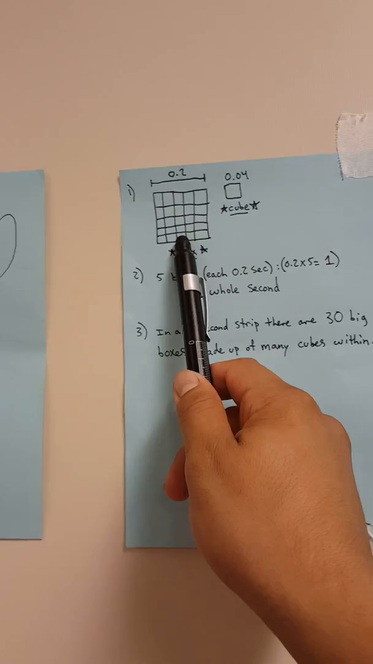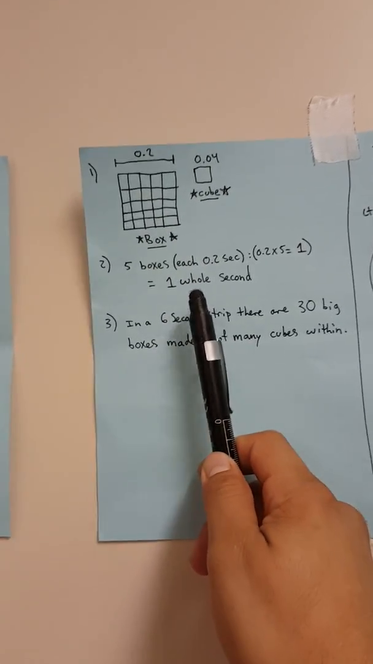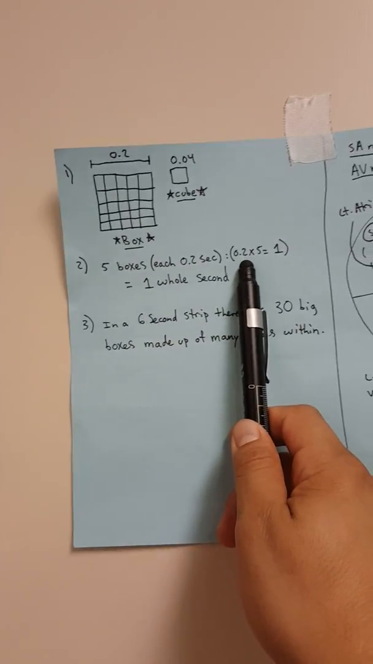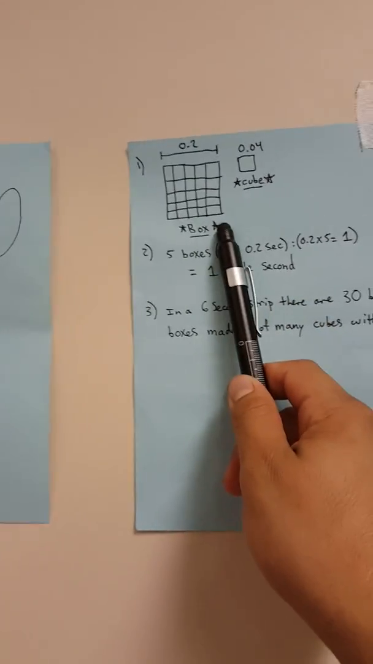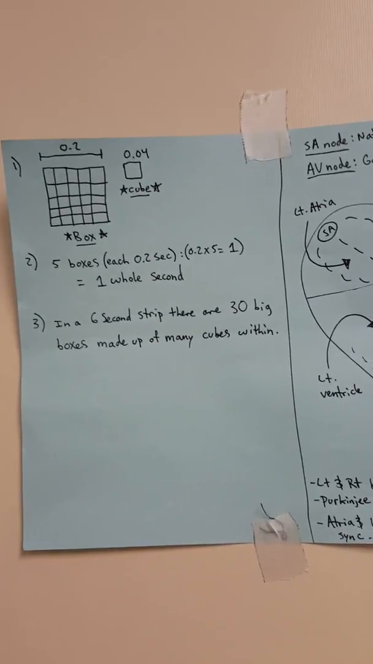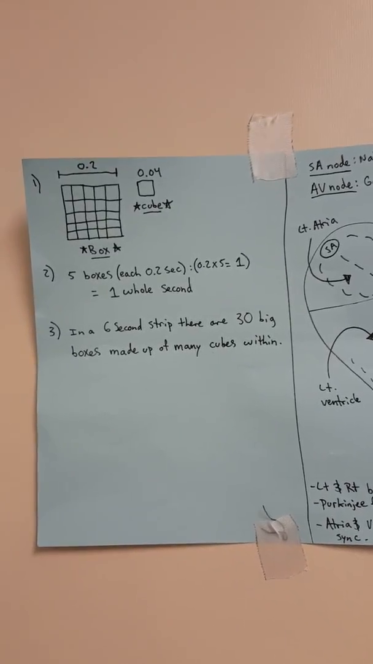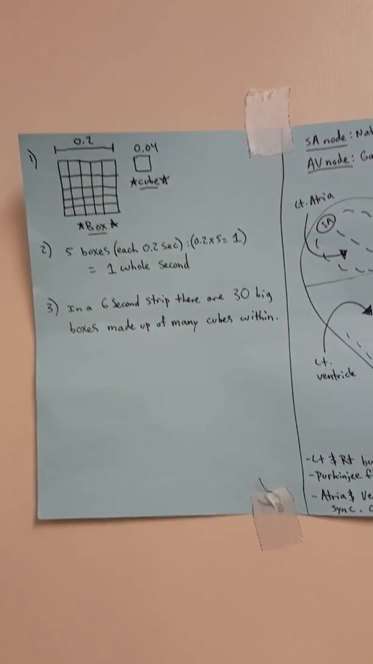So 5 of these makes 1 second, because 0.2 times 5 equals 1. So 5 of these is 1 second. It just helped me grasp the time on the EKG. So just trying to simplify it.